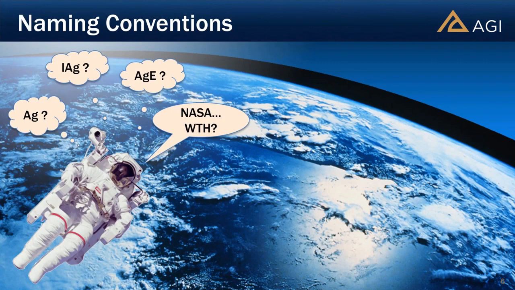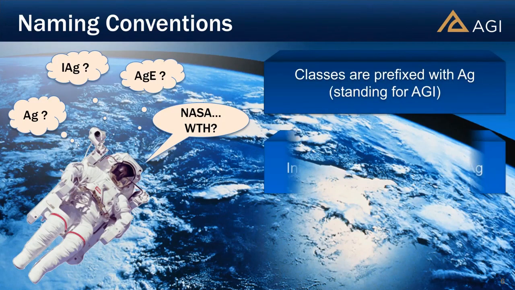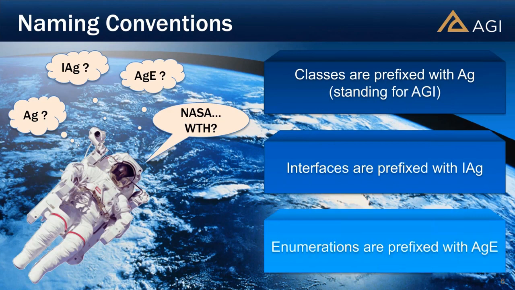There are different naming conventions, so we'll see this briefly as we go through and look at the script. I just want to talk a little bit about this. Your classes are going to be prefixed with the term AG, which stands for AGI. Interfaces are prefixed with IAG. Enumerations are prefixed with AGE. So as you look at some of the code snippets, the code samples, or even the script itself, you just understand where that terminology in the naming is coming from.